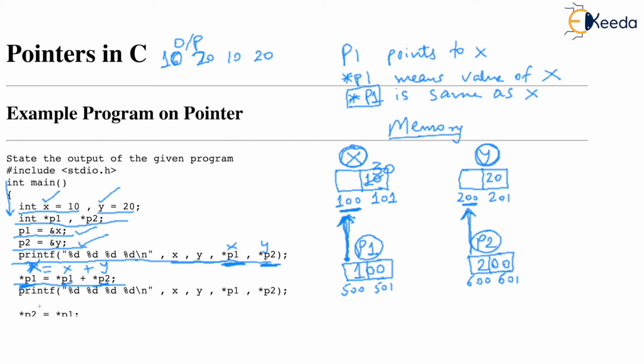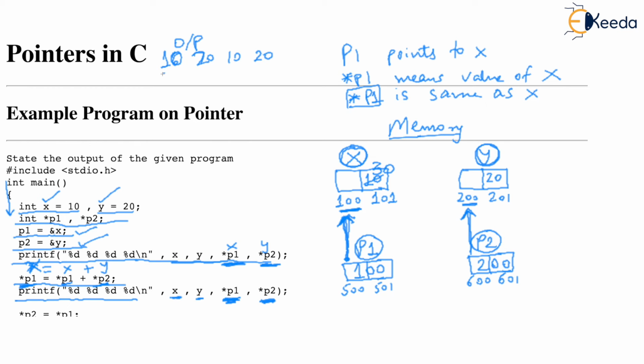So the next printf is printing again 4 integers. And what is it printing? x, y, what is this? What is this? Asterisk p1? x, yes. This time you are correct. And what is asterisk p2? y. So it is again printing x, y, x, y.